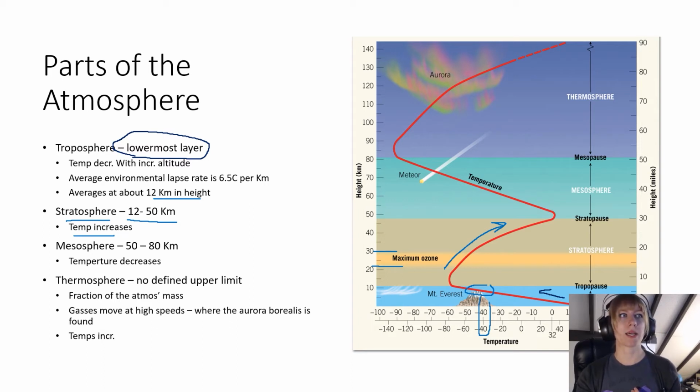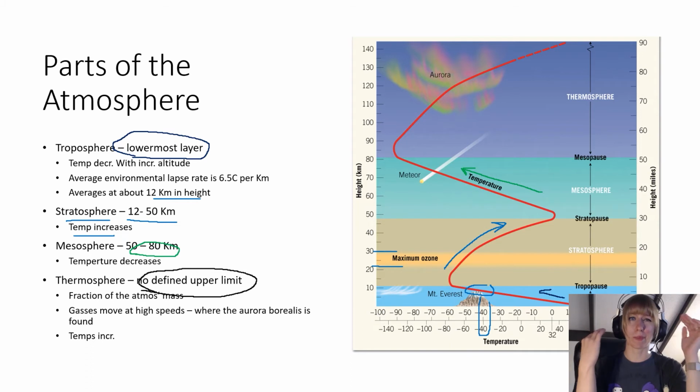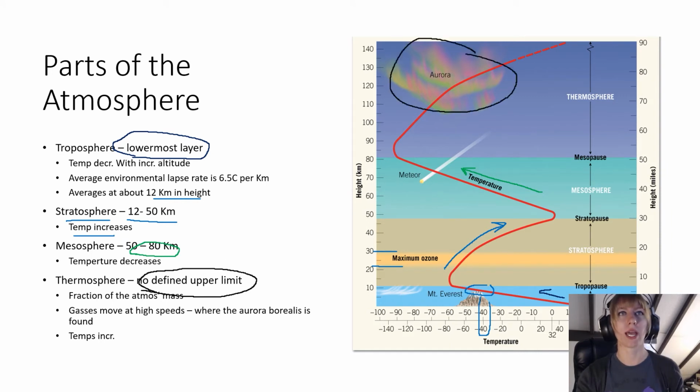And then we get to the mesosphere. Mesosphere is 50 to 80 kilometers, and again, temperature decreases with height. And then we get to the thermosphere. The thermosphere has no defined upper limit, meaning we're not really sure where that part ends. We know it's there, but it's very thin, so we're not quite sure where it leaves. This is where you're going to see the aurora borealis, and the other one, which happens in the south, but we care about the aurora borealis because that's what happens in our region, the northern hemisphere.